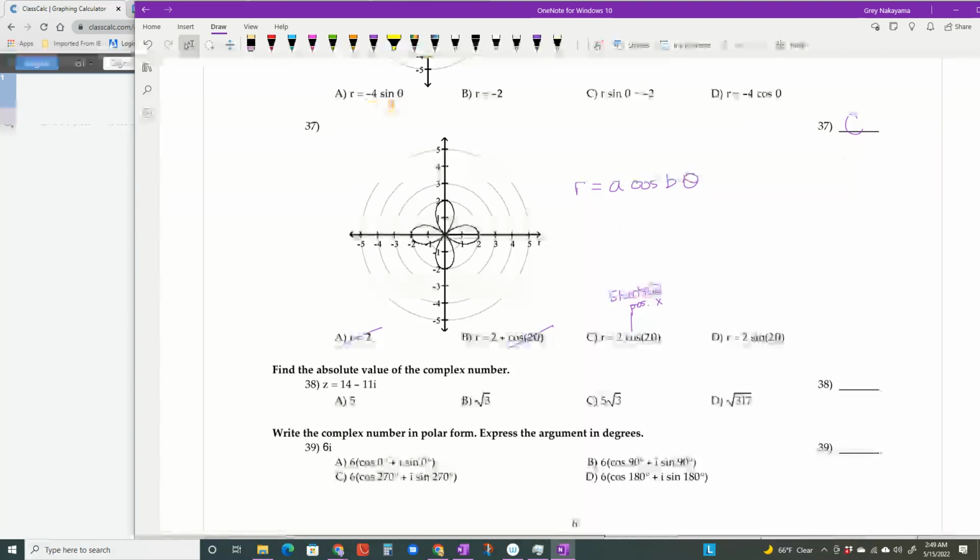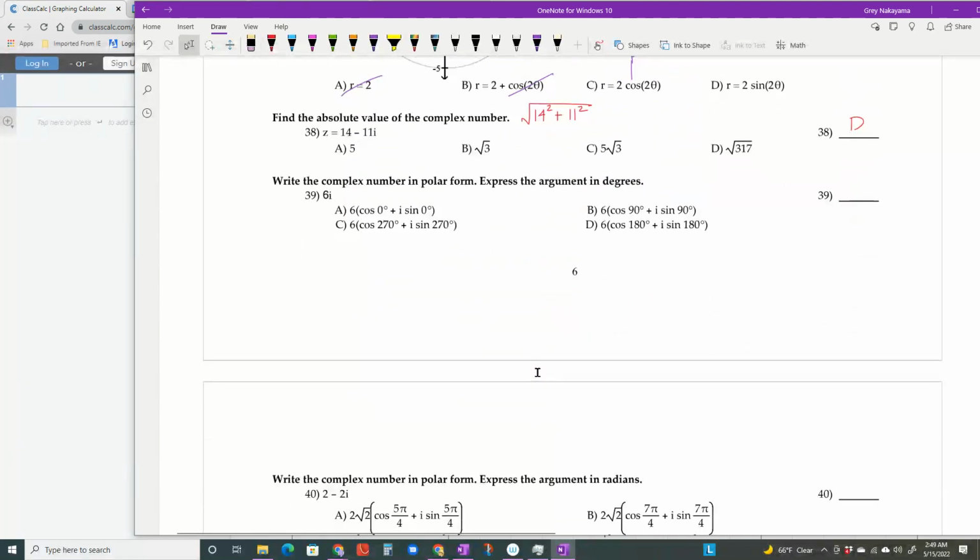Okay. All right, find the absolute value of a complex number. That is the square root of a squared plus b squared. So this is going to be the square root of 14 squared plus 11 squared. And that is D.